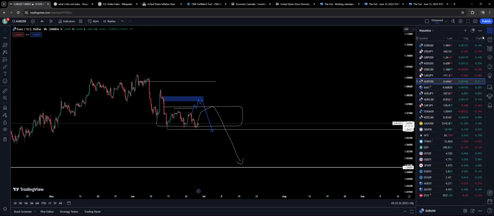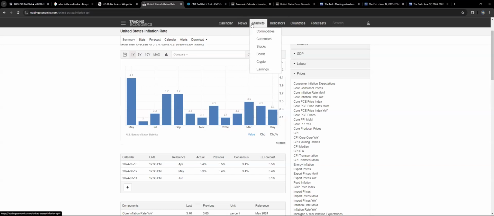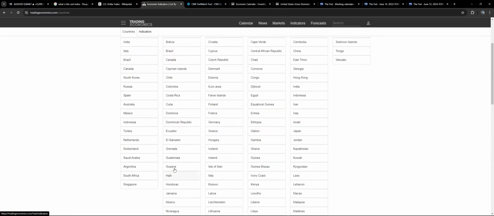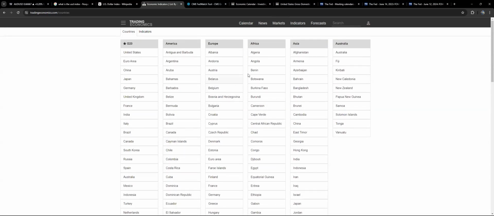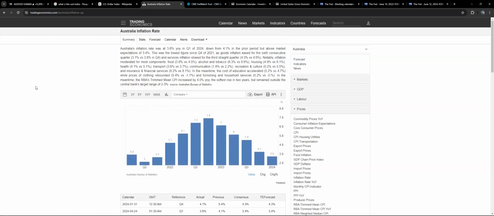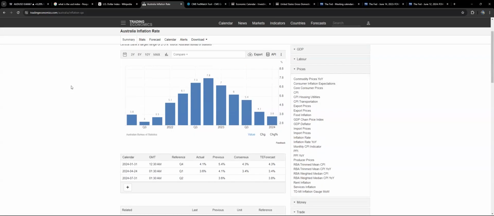I want to talk about another thing as well, Aussie dollar. Let's go for Australia, G10, G20. Inflation rate. Okay, there we go.